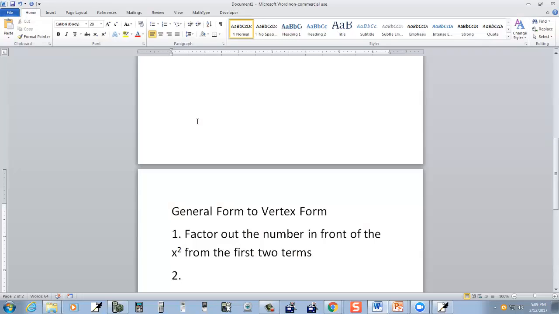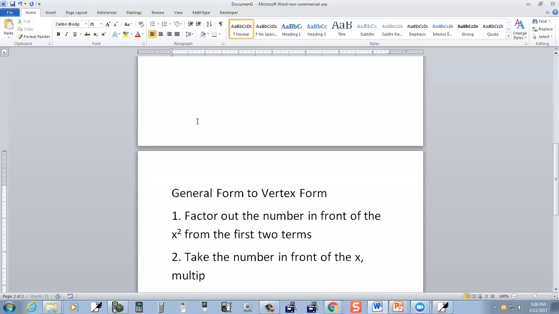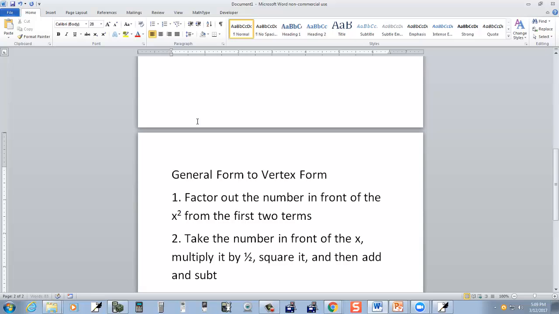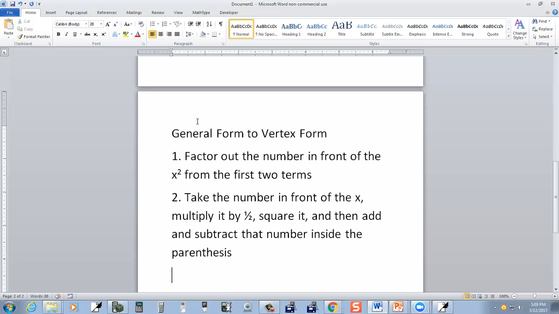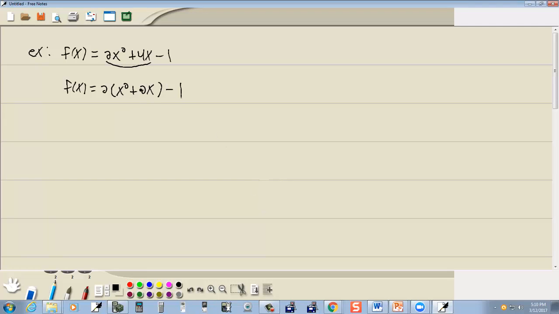Step 2. We want to take the number in front of the x, multiply it by 1/2, square it, and then add and subtract that number inside the parentheses. Well, the number that's in front of our x is a 2. And we say we'll multiply by 1/2 and square it. 2 times 1/2 and square it. 2 times 1/2 is 1, and 1 squared is 1. And then add and subtract that number inside the parentheses. So we got f of x equal to 2 times x squared plus 2x plus 1 minus 1.